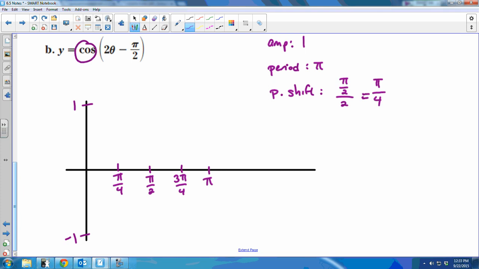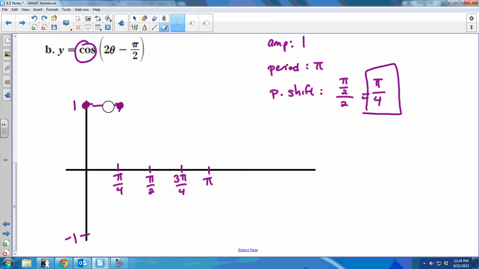This is a cosine function. So cosine normally starts at the maximum value at the y-axis, right? But we are shifting this over positive pi over 4. Right? So that's one unit or one segment of our scale. So instead of starting right here, we're shifting that to start right here. Does that make sense? Yes?